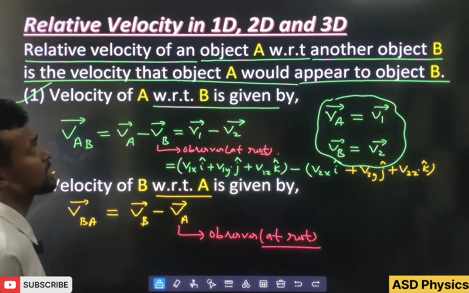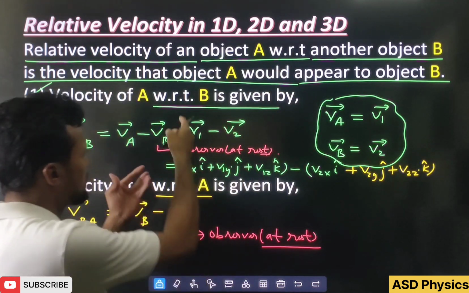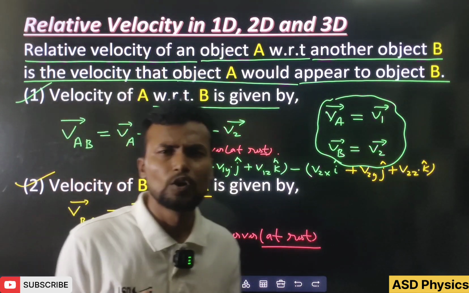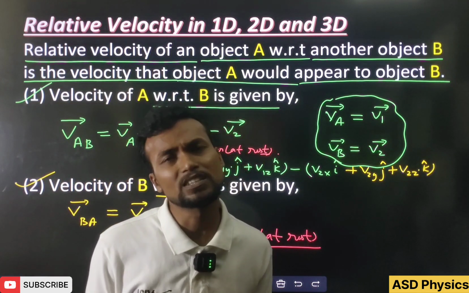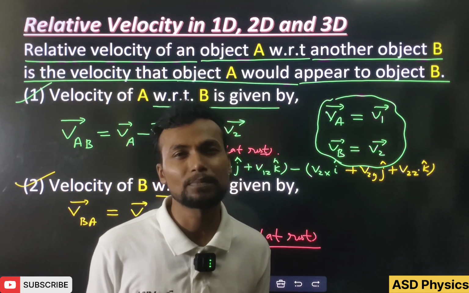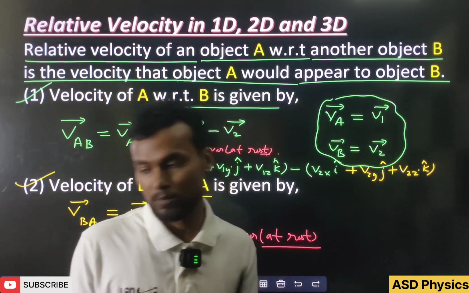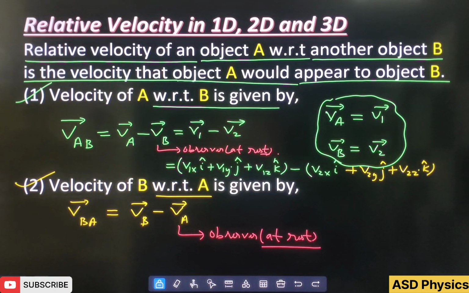So this one we can apply for 1D, 2D and 3D. Most of the time we will apply these formulas for 2D and 3D. Why not 1D? Because in 1D there are only two possible directions, which can be taken care of by plus and minus sign. No need to use i cap, j cap, k cap and all that. I hope this is very clear to you.